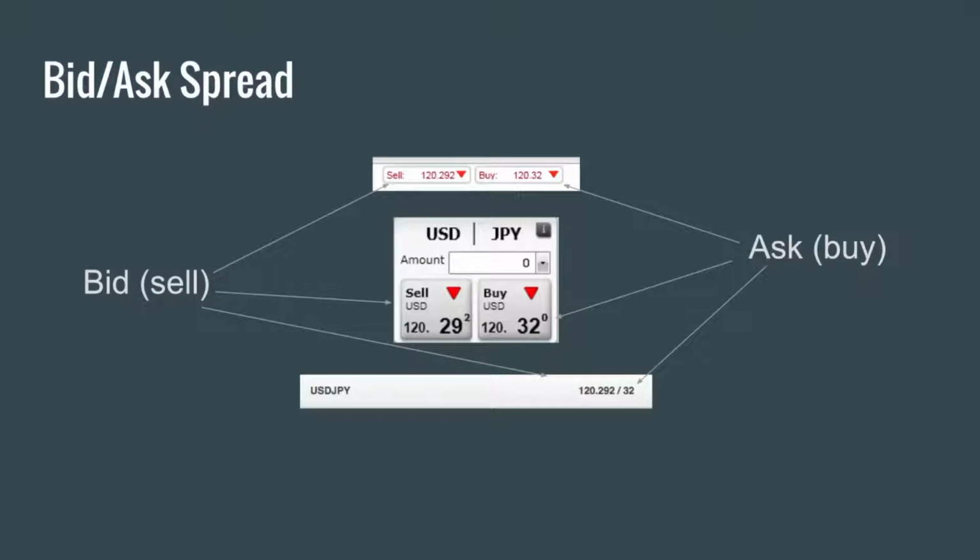So another term you will frequently come across is the spread, which refers to the difference between the bid-ask. So in this case, given the bid-ask for the dollar-yen pair is 120.292 / 120.32, the difference between these two values is 28, whereby the spread is equal to 28 pips.